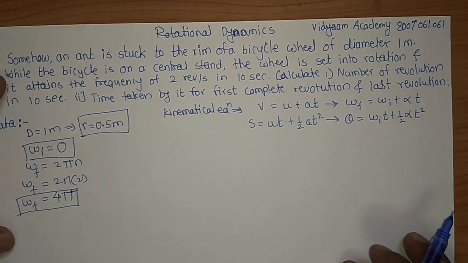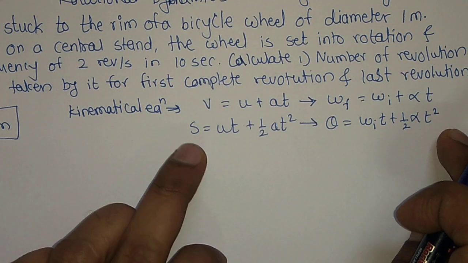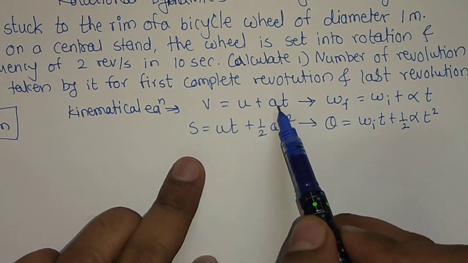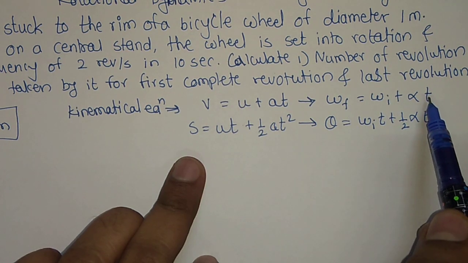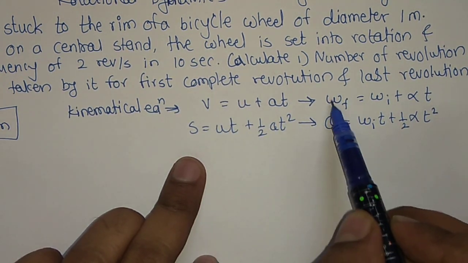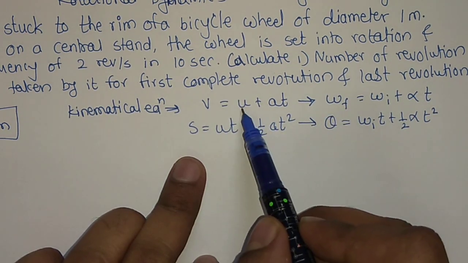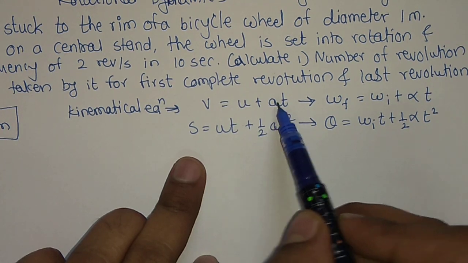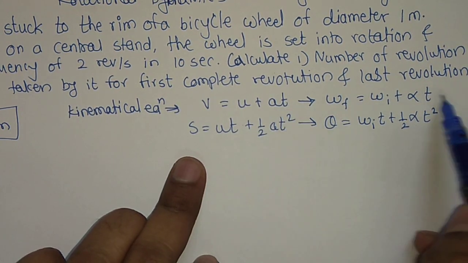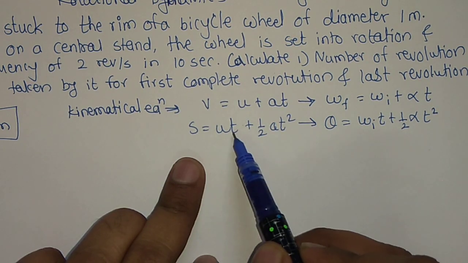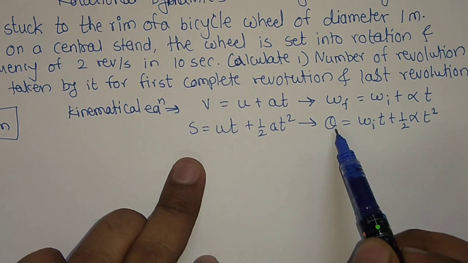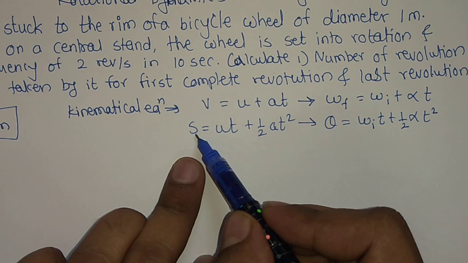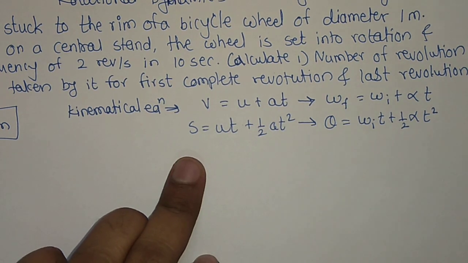So these are the data points. Now how to solve the problem? We have to understand the kinematical equations. V is equal to u plus at, a very simple kinematical equation, but its angular form is written here. V is the final velocity, so omega f is the final angular velocity. U is the initial velocity, omega i is the initial angular velocity. A is the normal acceleration, alpha is the angular acceleration. T will remain as it is. Similarly, S is equal to ut plus 1/2 at square can be written as theta equals omega i t plus half alpha t square. Here S is a displacement which is replaced by angular displacement, which is nothing but theta.